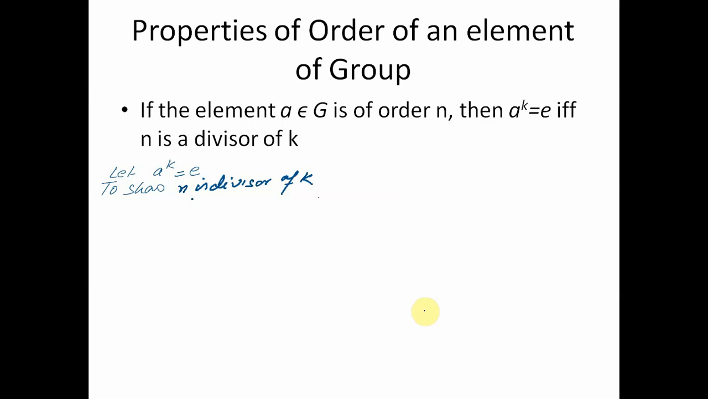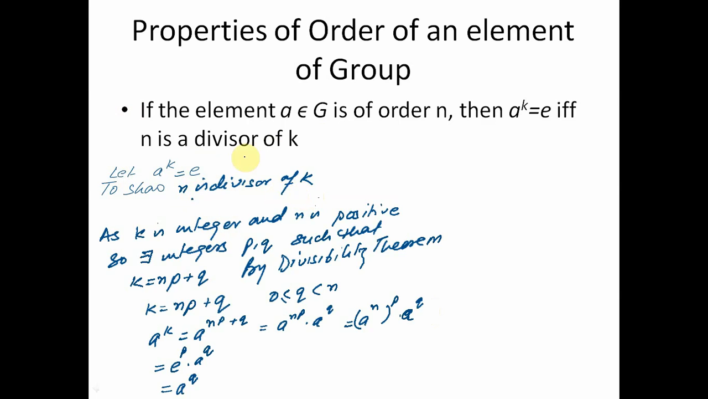Let's take the first case. Let a to the power k be equal to e, and we need to show that n is a divisor of k. As k is an integer, and n is positive. Why? Because n is the order, it can only be positive.